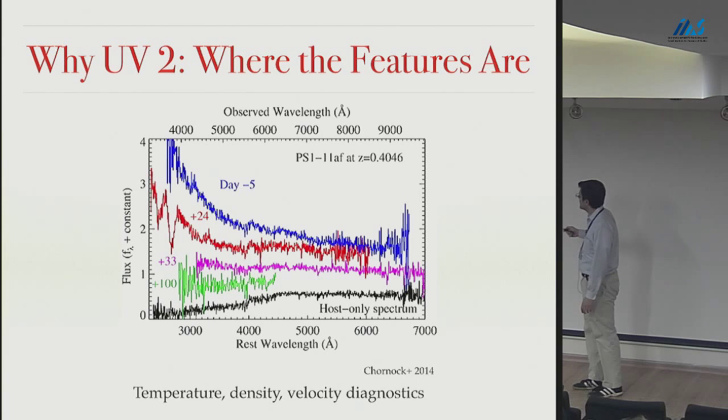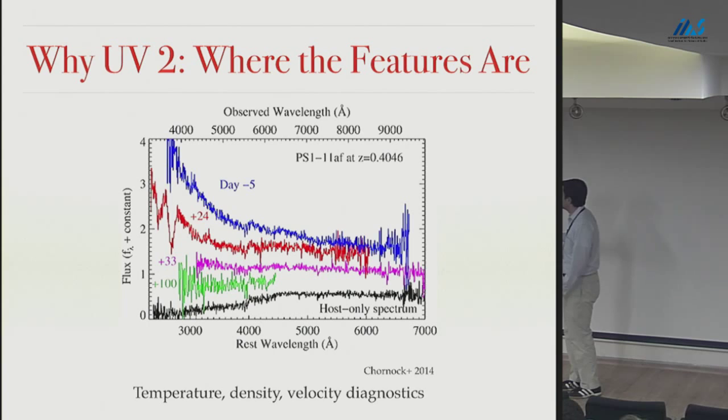This is PS1-11af from a paper by Ryan Chornock, where you see in this spectrum at 24 days, there's this quite broad feature that is not there at 5 days, and it's clearly not there in the host spectrum taken a few hundred days afterwards. So there's this transient broad feature, conceivably where you might expect to see magnesium-2 in the spectrum. It's blue shifted maybe by, I think, about 5,000 kilometers a second, so it's not exactly at 2,800 angstroms. But if you've ever done sort of quasar business, temperature, density, velocity diagnostics, looking in the UV is a very natural place.